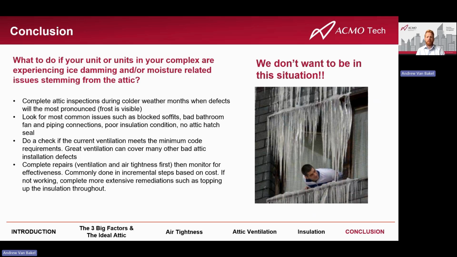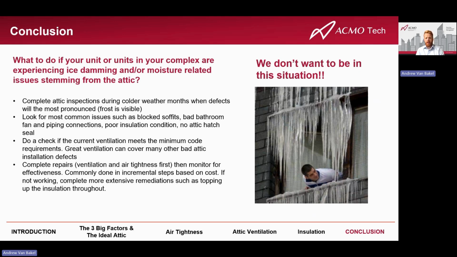Look for the common big ticket items when you're doing those inspections. Blocked soffits, bad bathroom fan connections, poor insulation condition. Make sure it's all spread out and there's enough of it in there. Make sure the attic hatch is sealed. And then, after doing that, do a bit of a ventilation check, right? Does it meet the minimum code requirements? Were the vents installed properly? Great ventilation in your attic can hide a lot of the defects from attic rain and ice damming.